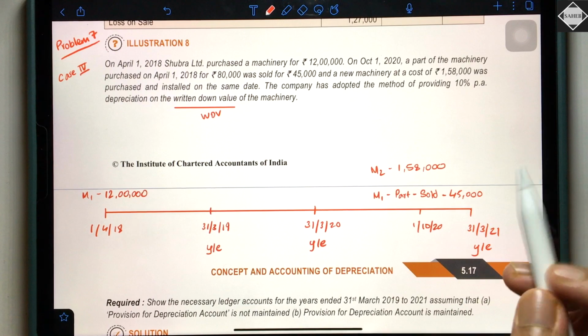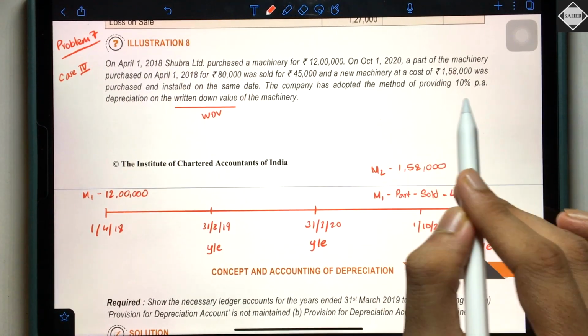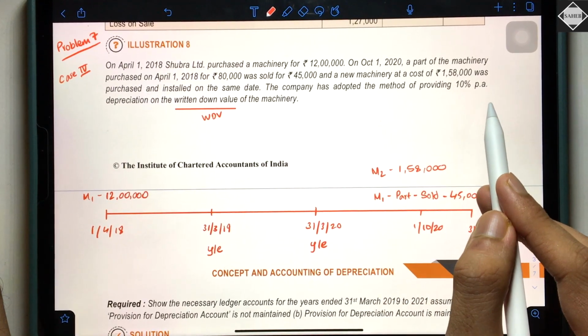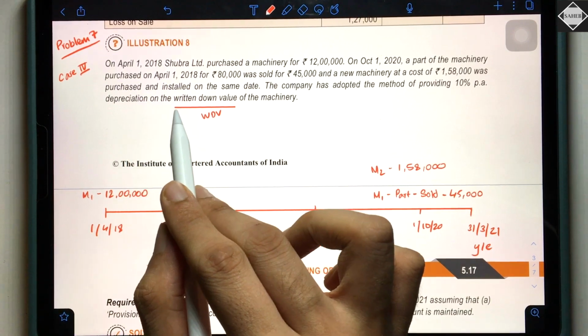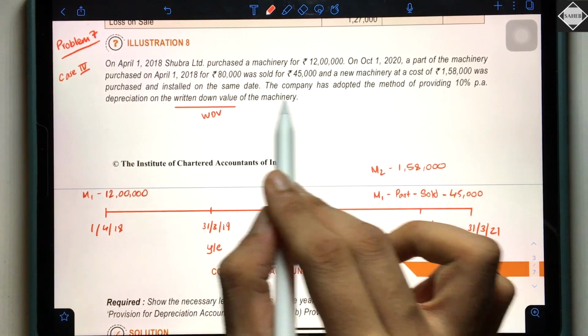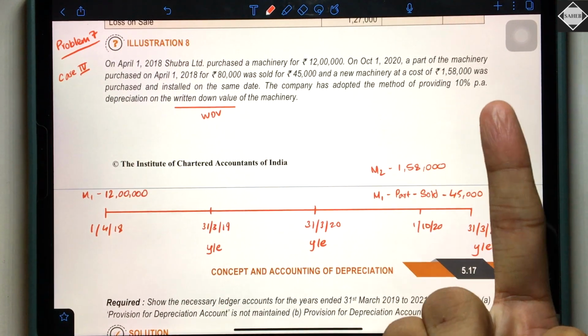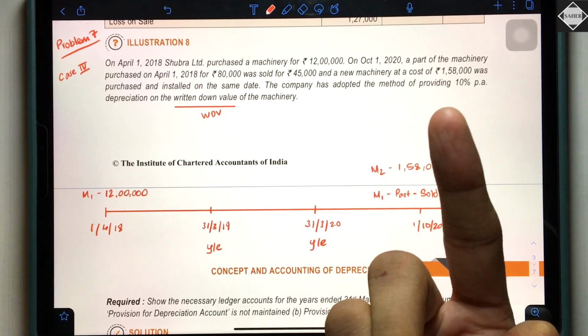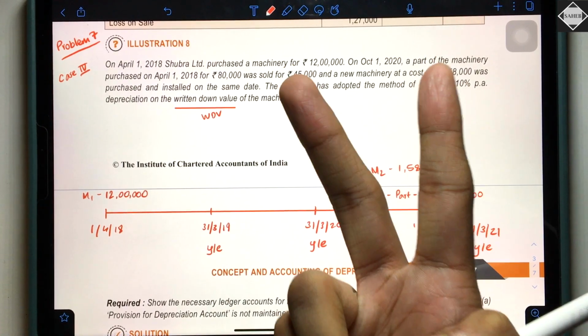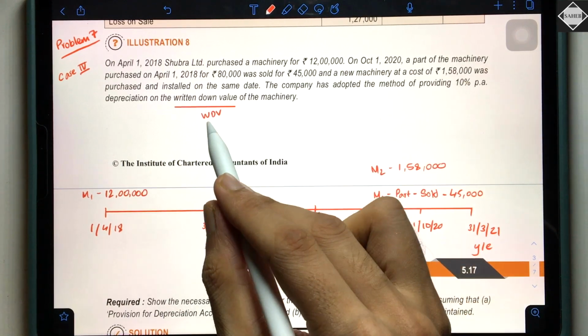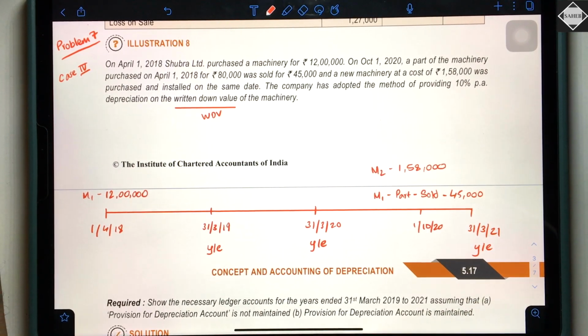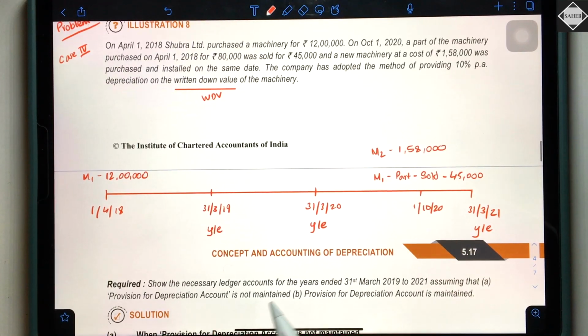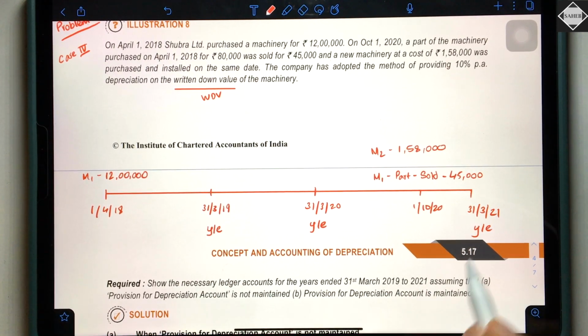Is it clear? Fine. The company has adopted the method of providing 10% per annum depreciation on the written down value of the machinery. With this sentence we can understand 10% is the rate of depreciation and the method is WDV method, reducing balance or diminishing balance method, the written down value method. Fine. Show the necessary ledger accounts for the years ended 31st March 2019 to 2021.